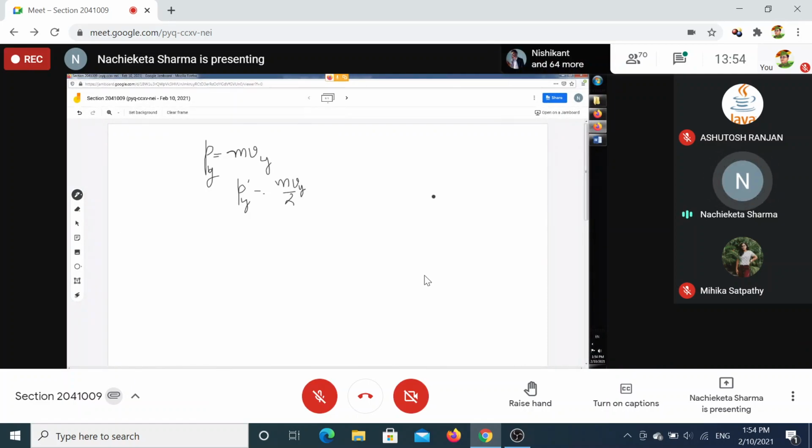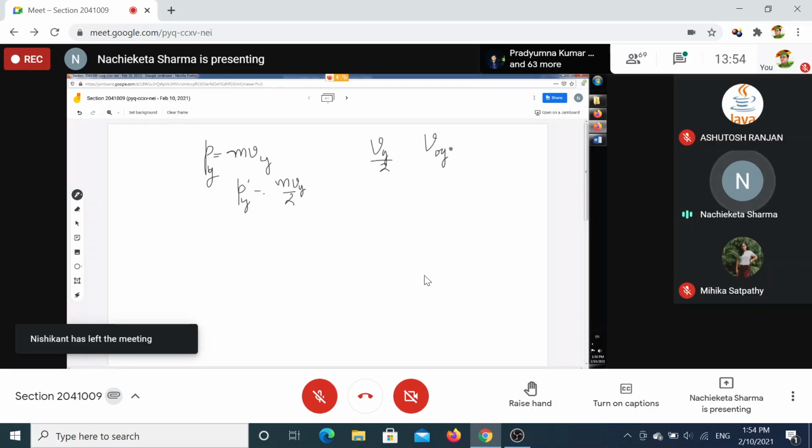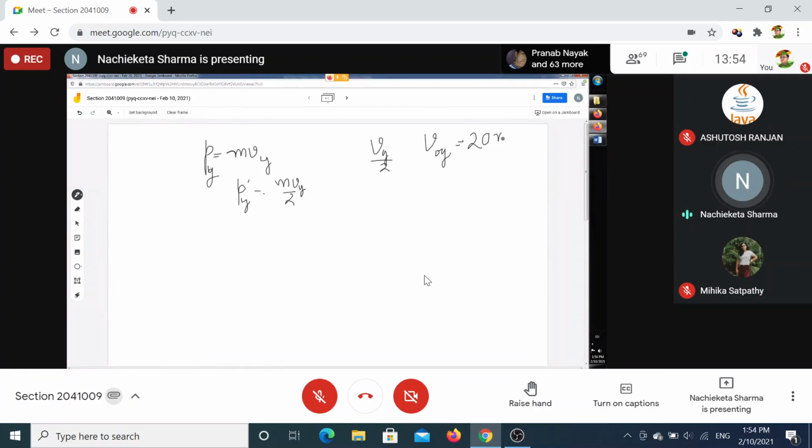Now you see, we have to find out when the velocity is going to be half. So what is the initial velocity? Initial velocity is 20 meters per second. So V naught y is equal to 20 meters per second upward. So this is positive 20 meters per second. The velocity has to be half of this, so 10 meters per second. And fortunately for calculation, we have to take g also as 10 meters per second square. So now I will find out the time.